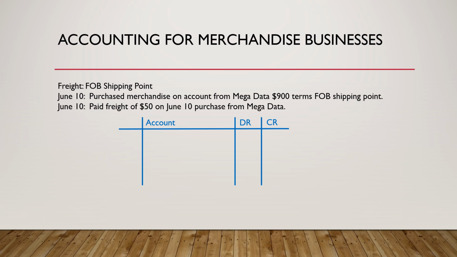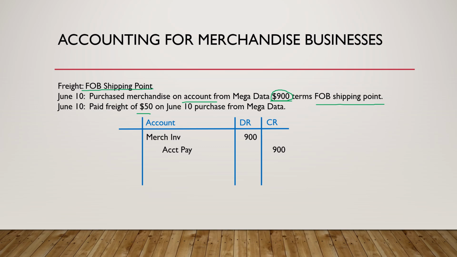Now, let's record some shipping costs. First off, FOB shipping point. On June 10th, we purchased merchandise from Megadata, $900 on account. Terms, FOB shipping point. To record the purchase, debit merchandise inventory and credit accounts payable for $900. Also on June 10th, we paid freight of $50 on the purchase from Megadata.